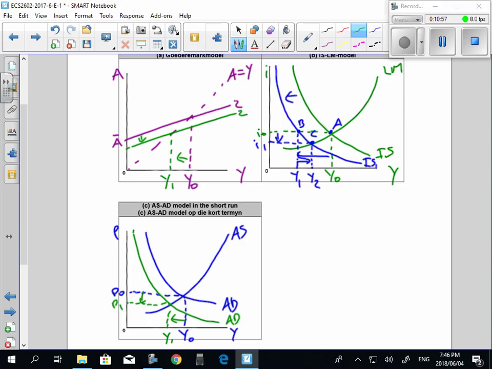Right. Now in your ADAS graph, you don't have to shift your AS curve back to the equilibrium because they've only asked you for the change in your fiscal policy. Right.